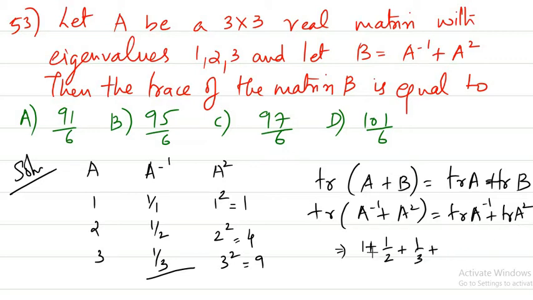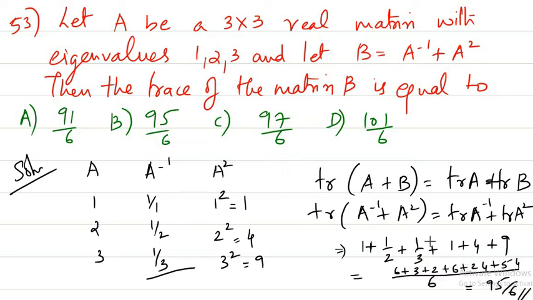And what is the trace of A square? Sum of eigenvalues, right? So 1 plus 4 plus 9. So what will you get? You just take the LCM out here and I think you can get it as 95 by 6. So this is the correct option in this problem. So I tell you, just keep in mind that particular result regarding those polynomials, because don't make mistakes. That's why I've done this problem right after discussing that particular concept.